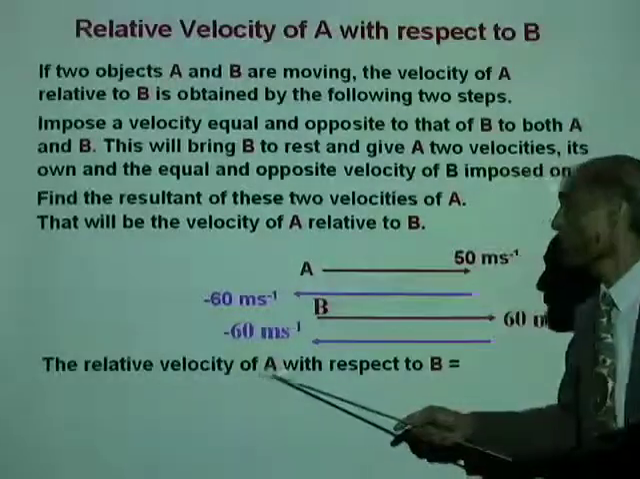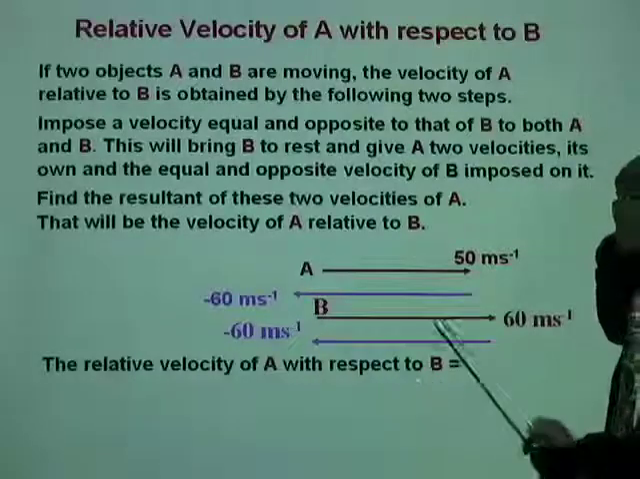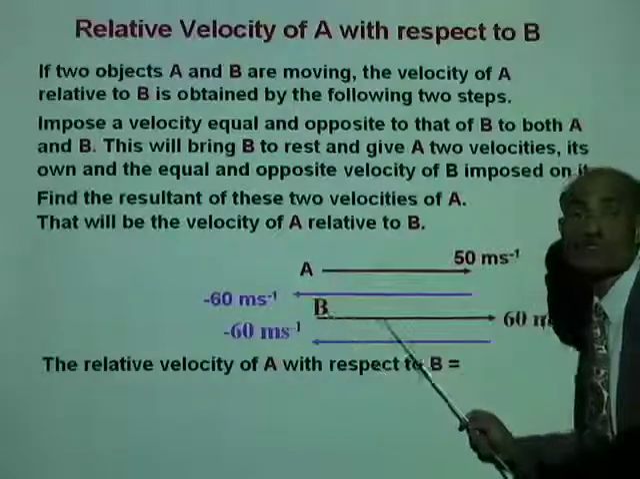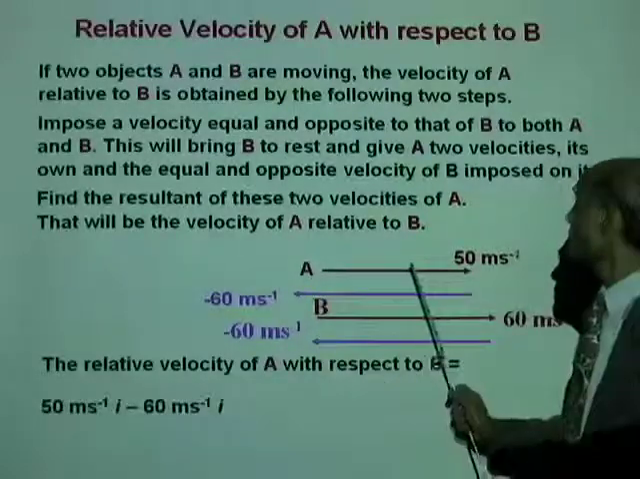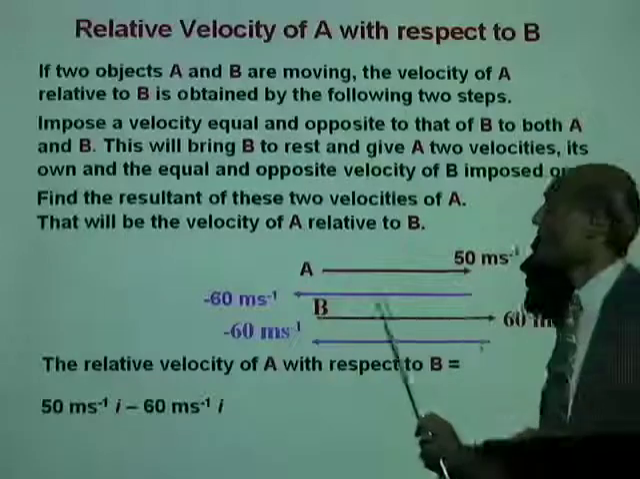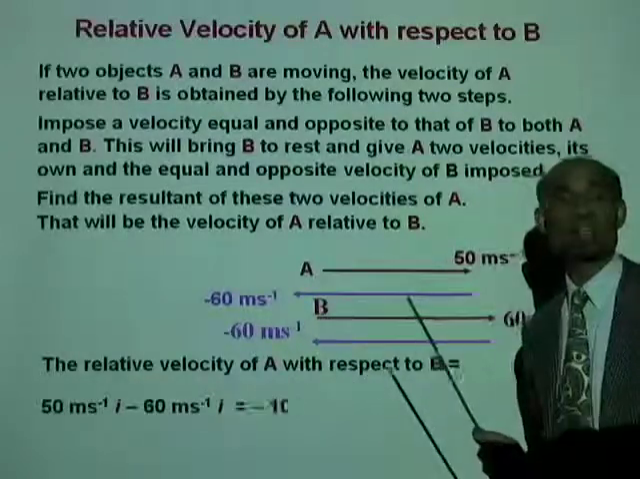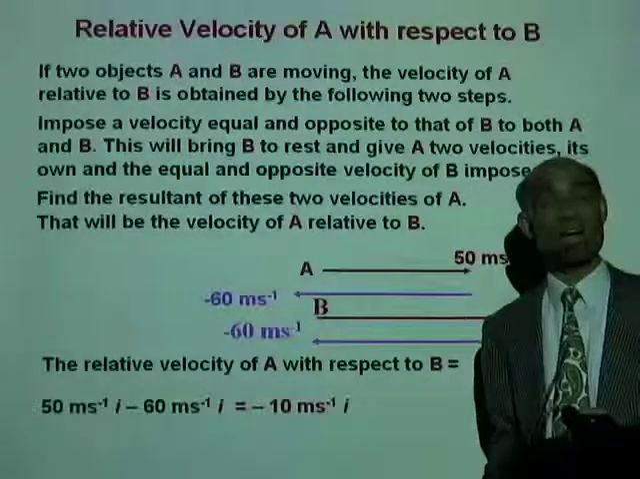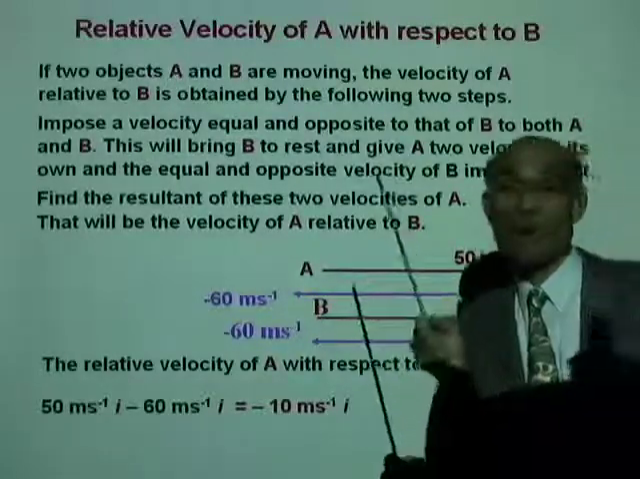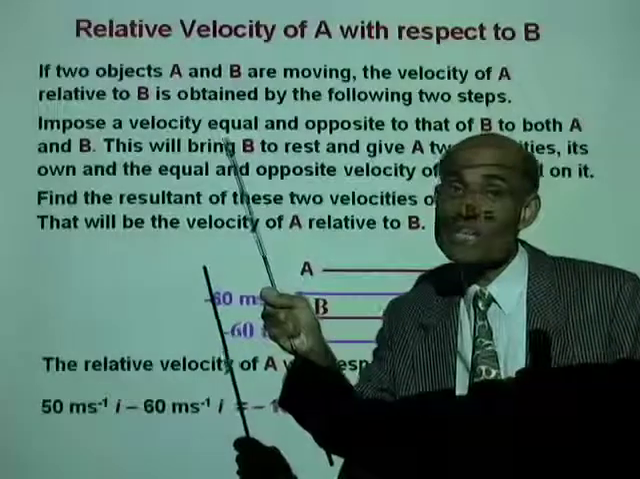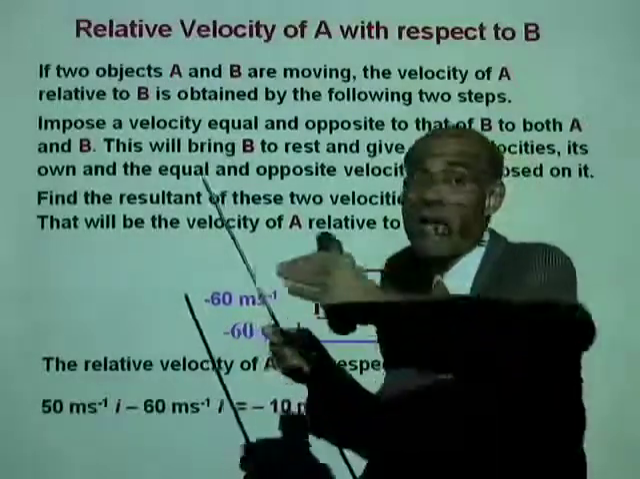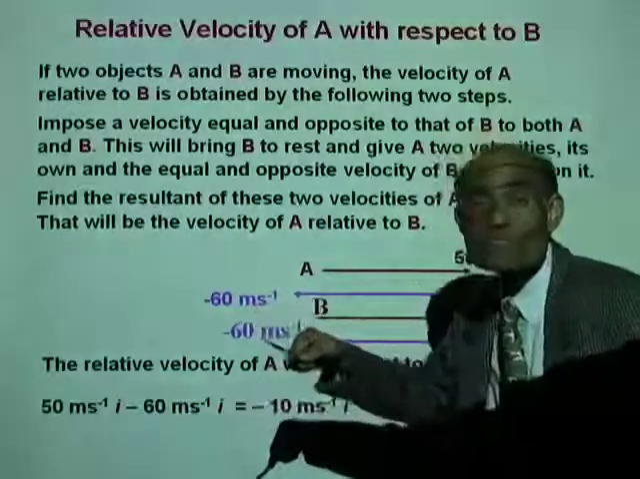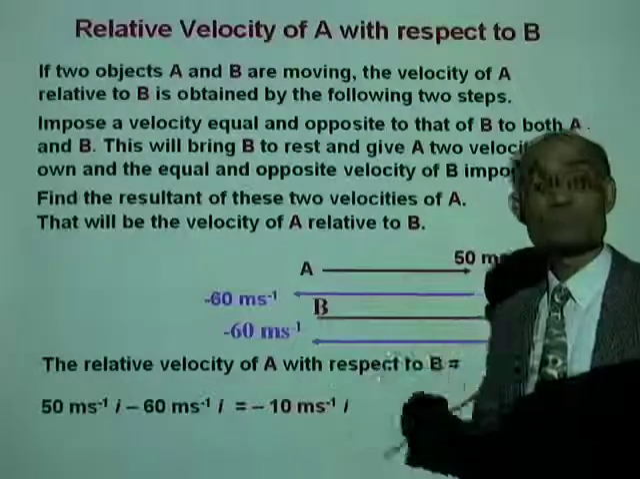So the relative velocity of A with respect to B is now the resultant of these two velocities. That will be 50 meters per second i minus 60 meters per second i. That is negative 10 meters per second i. This is the same example of you going in the east direction and another car passing you, and the person in the passing car will see you moving back. The same example.